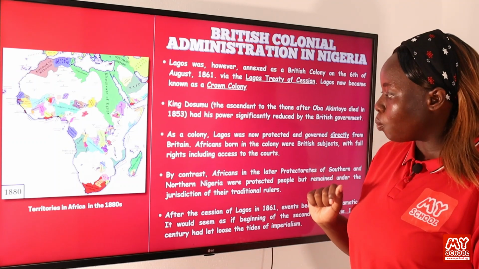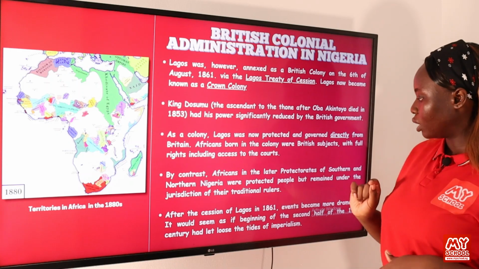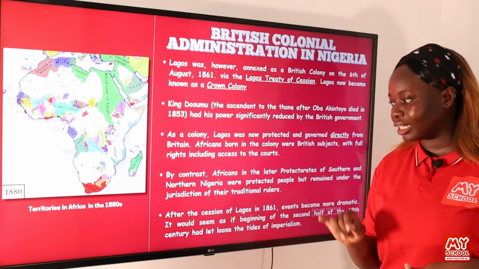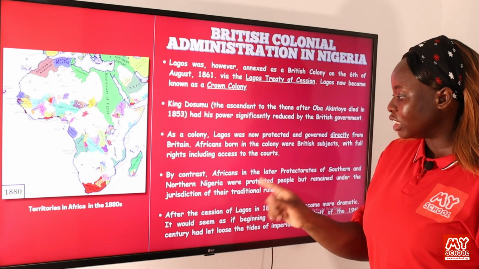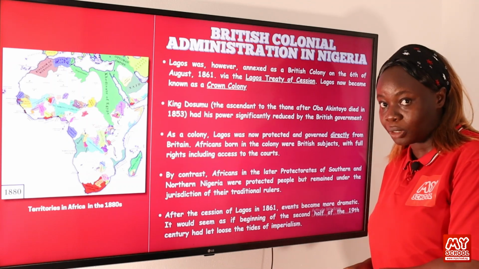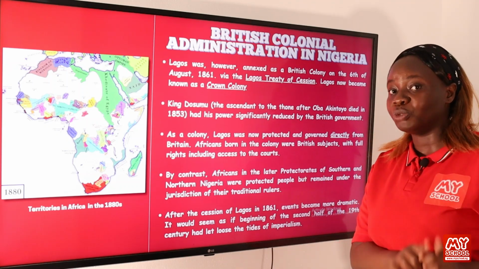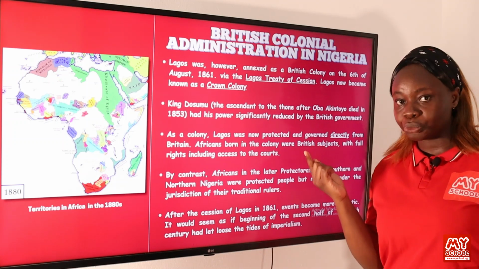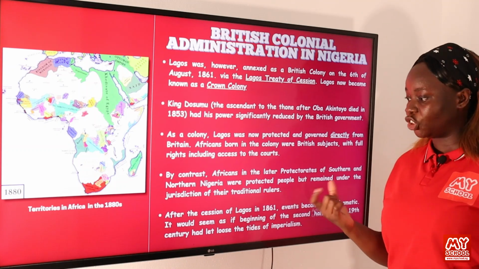This is different from what we call protectorates in later times, okay. So the protectorates of southern and northern Nigeria, as we're going to discuss later on, were different from the crown colony. These were protected people, but they remained under the jurisdiction of their traditional rulers. Unlike the Lagos colony, where they were ruled directly by the British people, there was direct rule in the crown colony, but indirect rule in other protectorates in Nigeria.